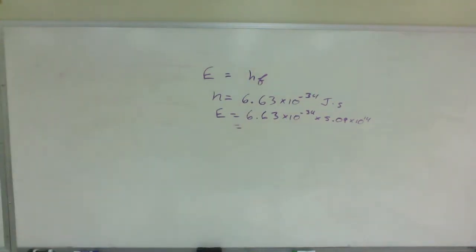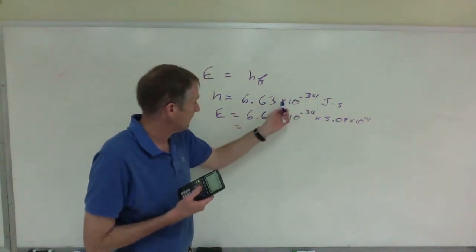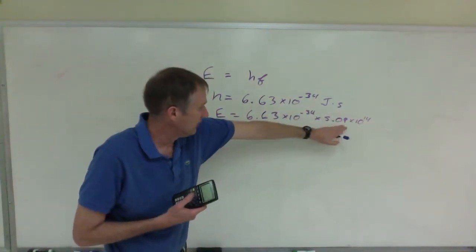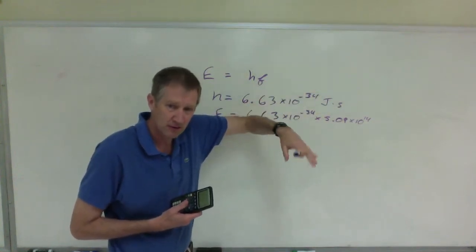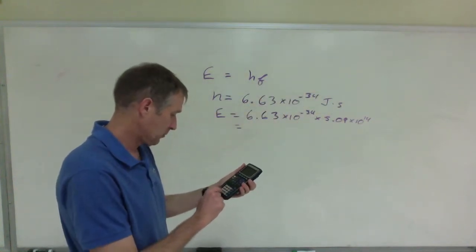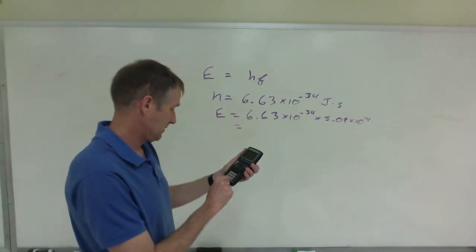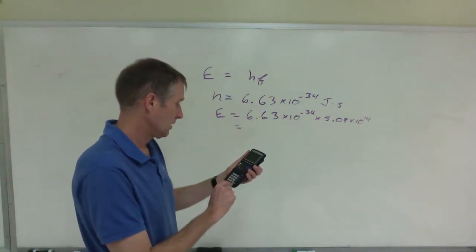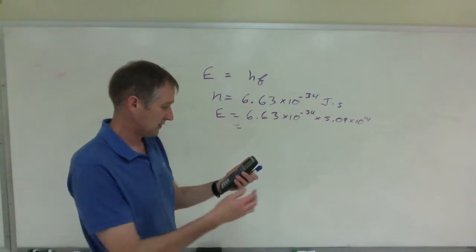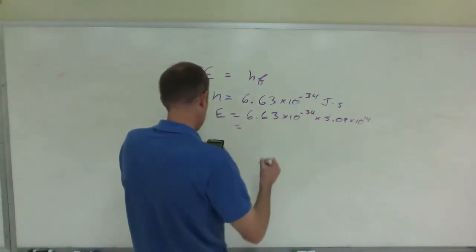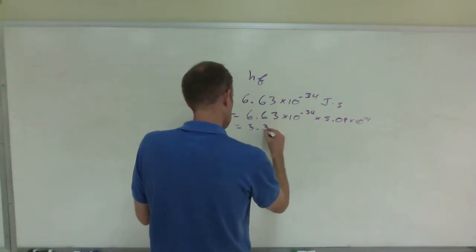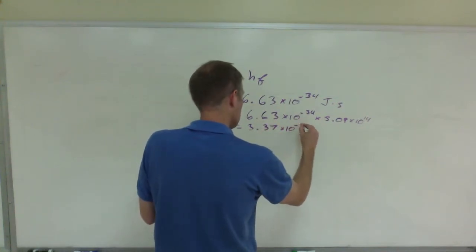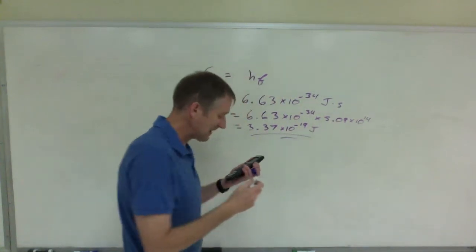And then you calculate that out. Let me go grab my calculator because I am unprepared. Your answer is going to come out to be joules, because this is in joule seconds and this is in hertz. And a hertz, remember, is actually 1 over seconds. So 6.63 times 10 to the negative 34 times 5.09 times 10 to the 14 equals 3.37 times 10 to the negative 19 joules. Okay, that's in SI units.